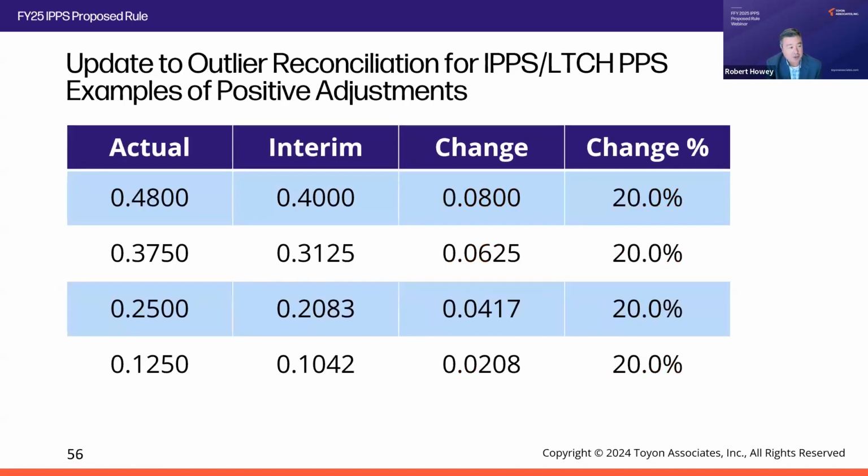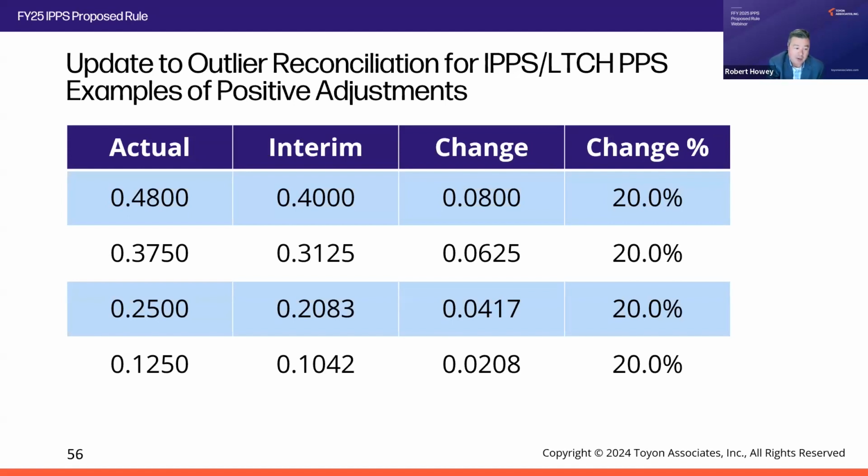All right, on the flip side, because it's not just one way, it can go the other way. Meaning that your actual cost to charge ratio, in comparison to your interim, has increased by 20%. So I just flipped these numbers around with the actual. There's the first one with the 0.48 to the 0.4, where we don't have a 10 percentage point change. So under the current criteria, it would not trigger an outlier reconciliation. But with the change request, it now will. In this case, we have a 20% change. So as you can see, we go further down between actual and interim. So this is a good thing.